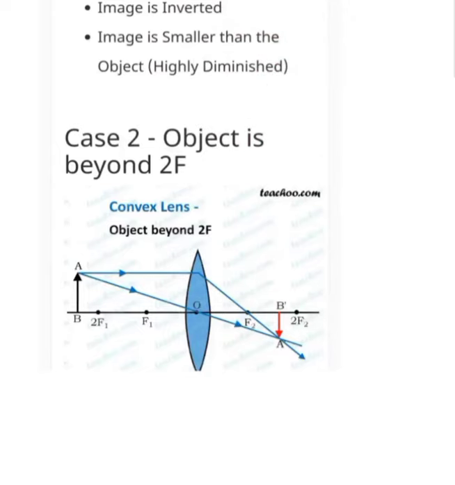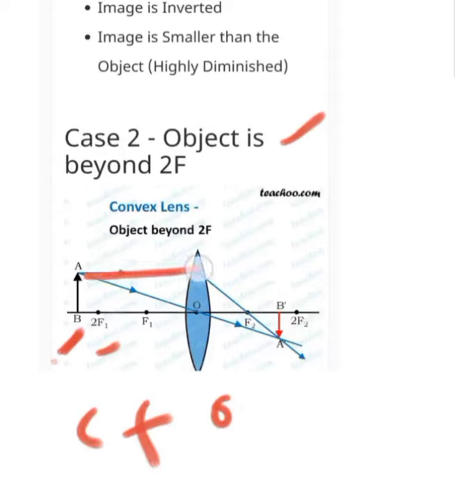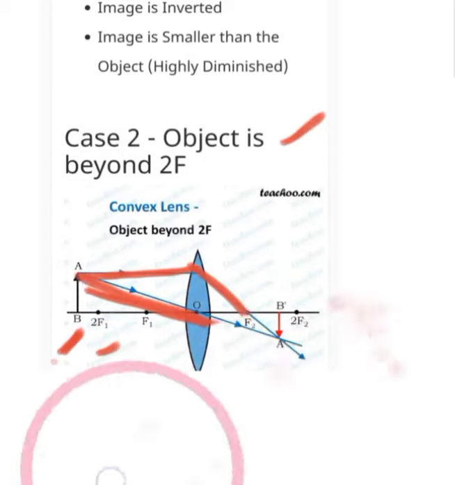Now the other case, when the object is beyond 2f. You can see that this one over here is the optical center, this one is the focus, and this one is the center of curvature. Here the object is beyond the center of curvature. Now you are using two rules. The first rule: when the ray is parallel, it will go through the focus. The other: when the ray goes through the optical center, it will go back through the optical center.